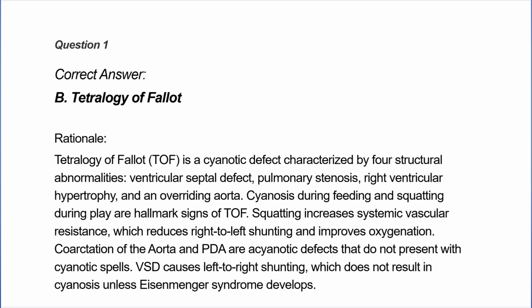Rationale: Tetralogy of Fallot (TOF) is a cyanotic defect characterized by 4 structural abnormalities: ventricular septal defect, pulmonary stenosis, right ventricular hypertrophy, and an overriding aorta. Cyanosis during feeding and squatting during play are hallmark signs of TOF. Squatting increases systemic vascular resistance, which reduces right-to-left shunting and improves oxygenation. Coarctation of the aorta and PDA are acyanotic defects that do not present with cyanotic spells. VSD causes left-to-right shunting, which does not result in cyanosis unless Eisenmenger syndrome develops.